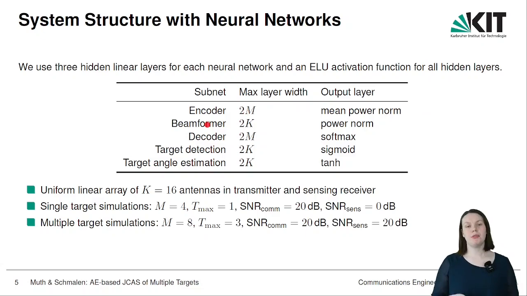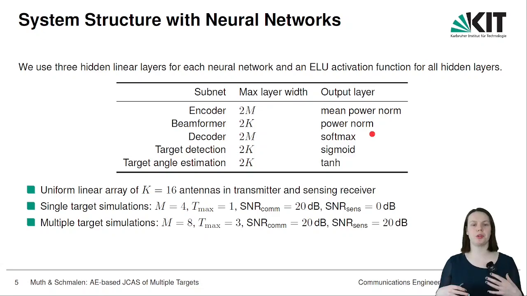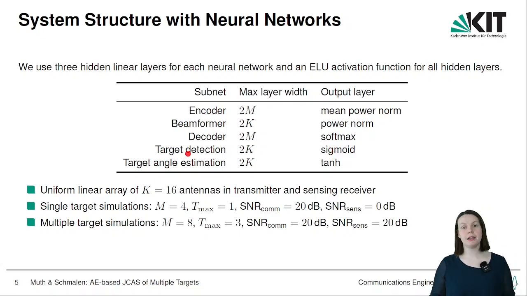Then our beamformer has a maximum layer width of 2K, where K is the number of antennas. And there we also need to apply some kind of power normalization. Then the decoder has the same layer width as the encoder, and we have a softmax output layer so that we have basically a soft probability that a certain symbol was sent. The target detection has again a maximum layer width of 2K with a sigmoid output, which tells us whether there is a target or not.